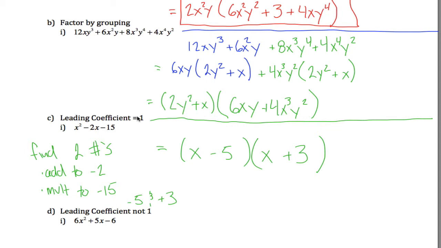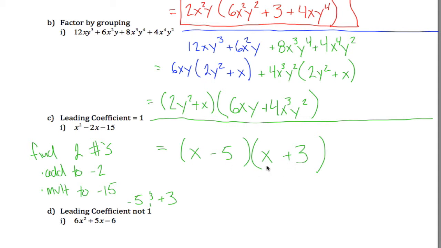When you have a leading coefficient of 1, it'll always factor into this form, where you can find these two numbers. And you can kind of convince yourself why that works. If you FOIL this all back out together, the x times the x gives you the x squared, and the -5 times the +3 gives you the -15.